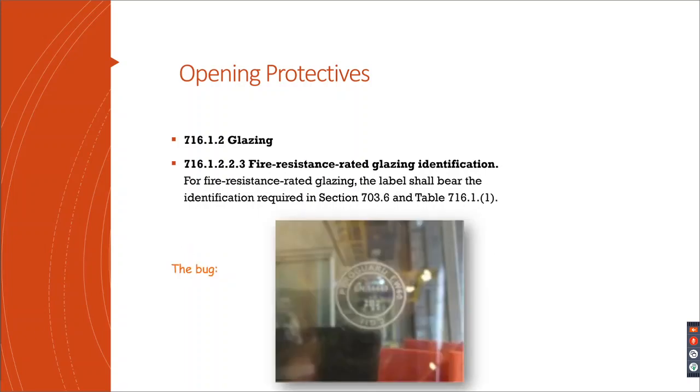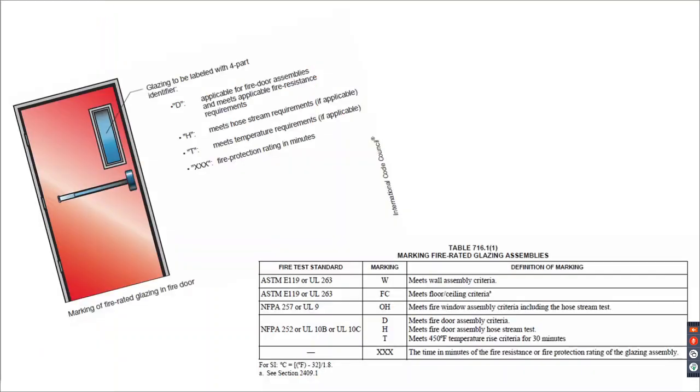And again, fire resistance rated glazing. For fire resistance rated glazing, the label shall bear the identification required in 703.6 and 716.1.1. So the bug, sometimes people call it the bugs. You've got to look at this on the actual glazing.